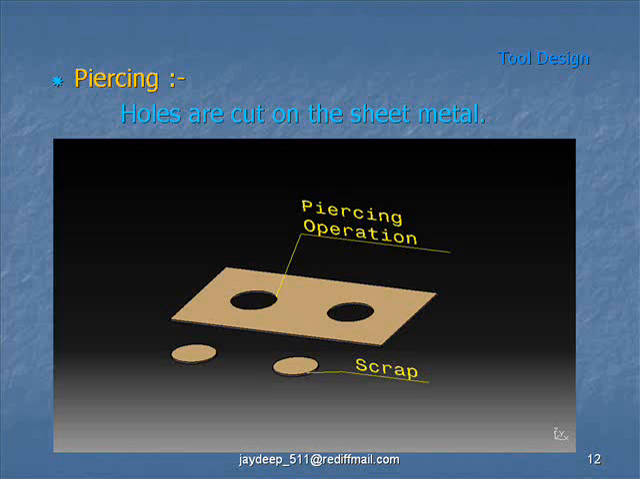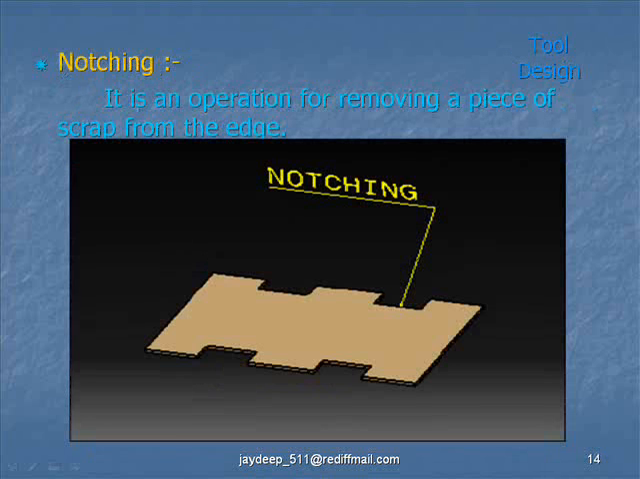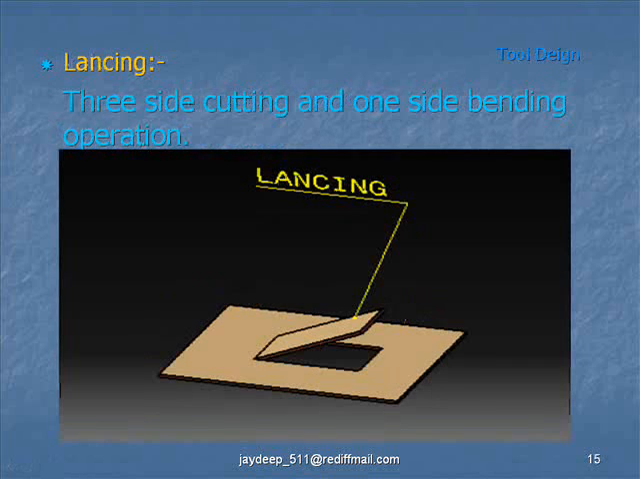Piercing. Holes are cut on the sheet metal. Blanking. The cutting action must be about a complete or enclosed contour. Notching. It is an operation for removing a piece of scrap from the edge. Lancing. Three-side cutting and one-side bending operation.